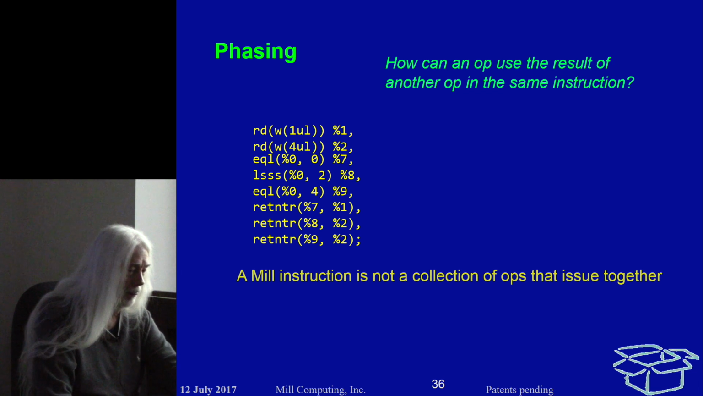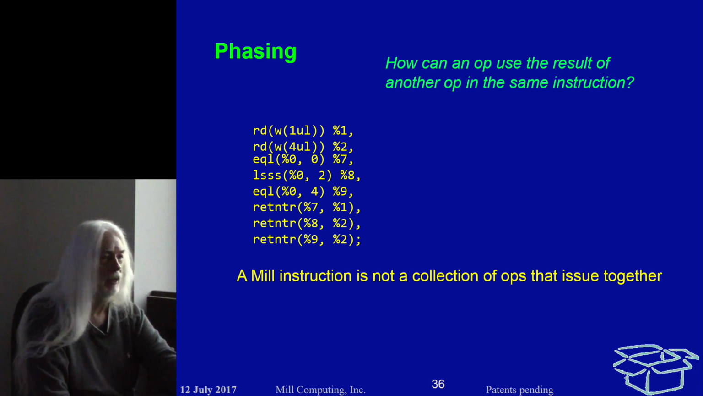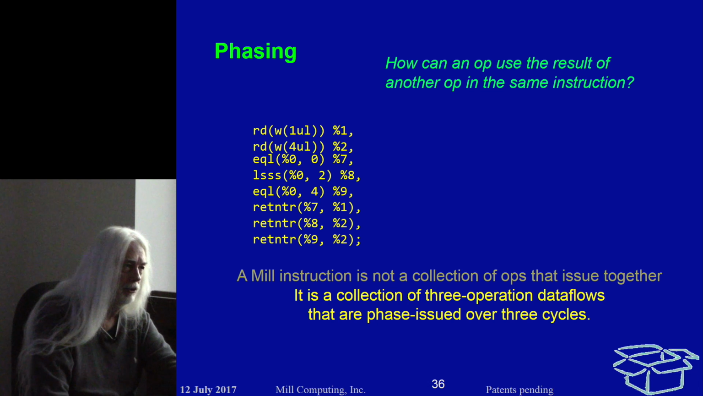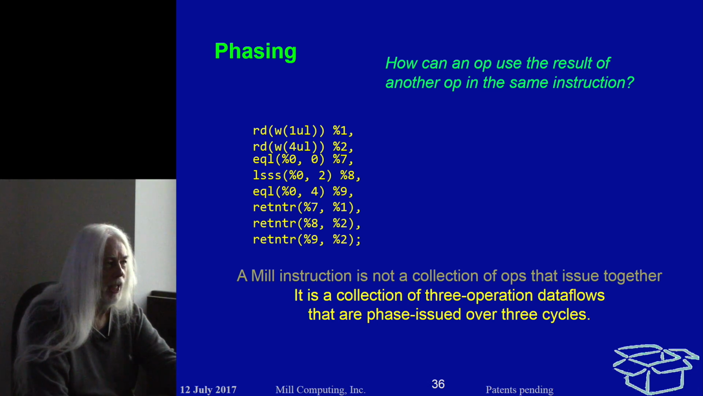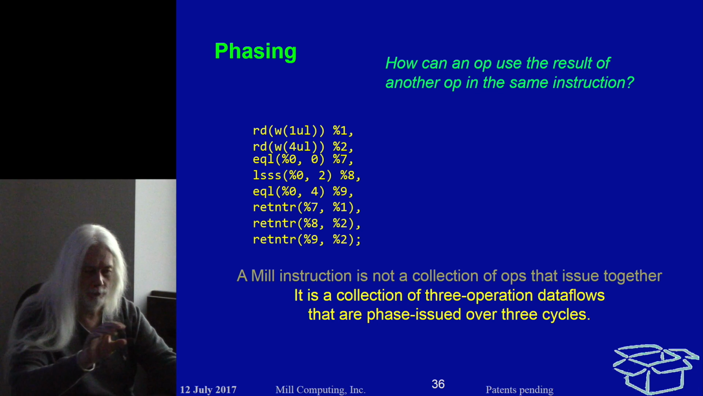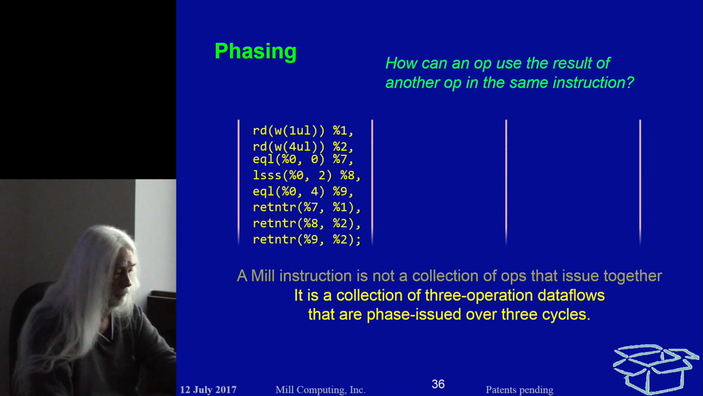Well, funny thing I'm going to tell you. A Mill instruction is not a collection of operations that all execute at once. That's called a VLIW. Mill is not a VLIW. Instead, it's a collection of 3 operation data flows that are phase issued, staggered over 3 cycles. Not everything going out all at once, but dump, dump, dump. Only 1 instruction, but spread over 3 cycles.